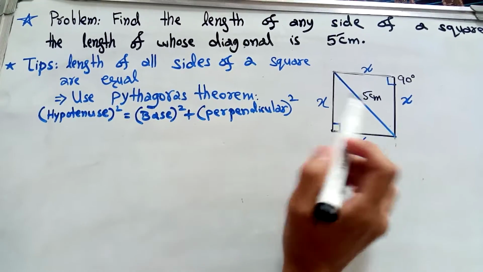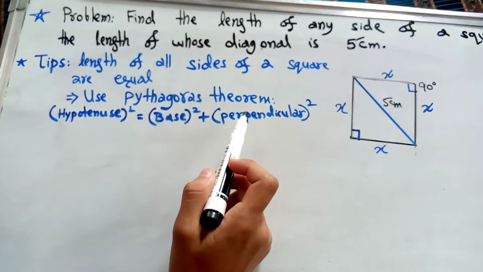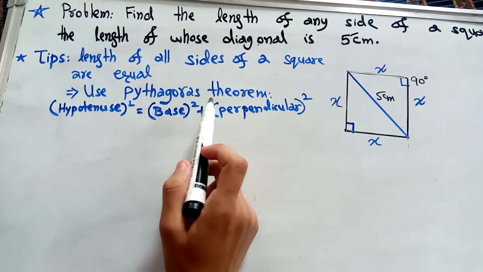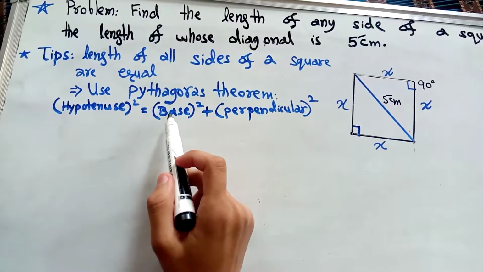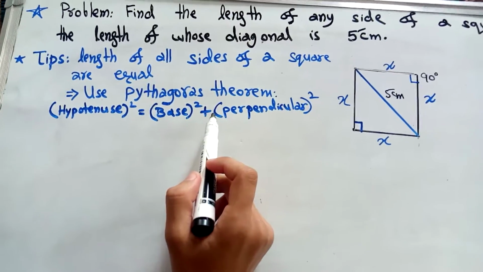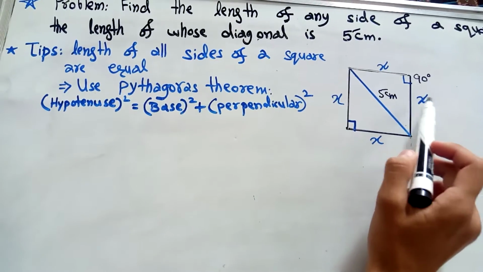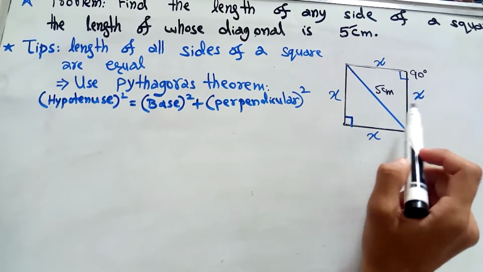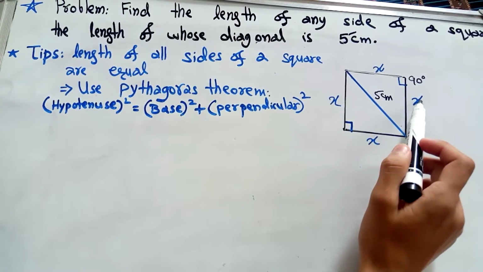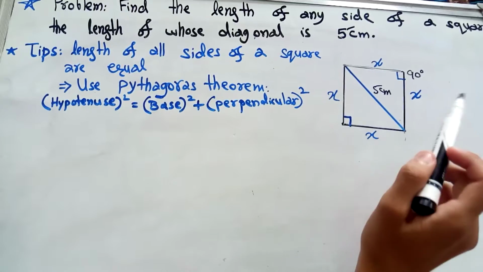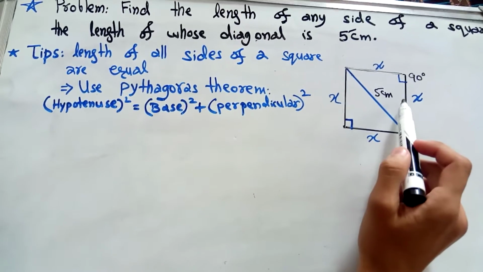So to do this, we have two tips. First of all, the length of all sides of a square are equal, and the second tip is to apply the Pythagorean theorem: hypotenuse square is equal to base square plus perpendicular square. Okay, so what we do is that we take x as the length of each side of the square, because we know that the length of all sides of the square are equal. So that's why x is the length of each side of the square. Now the length of the diagonal is already given, which is 5 centimeter.